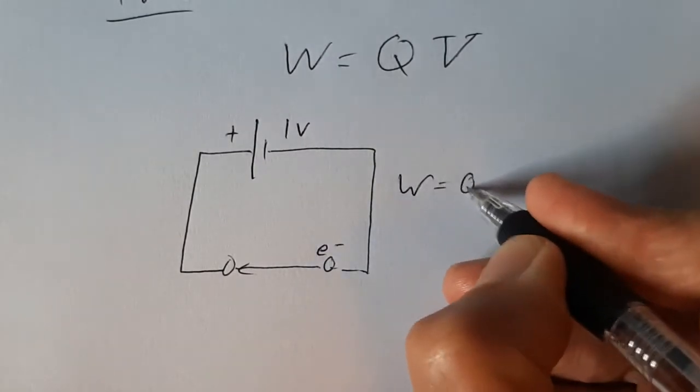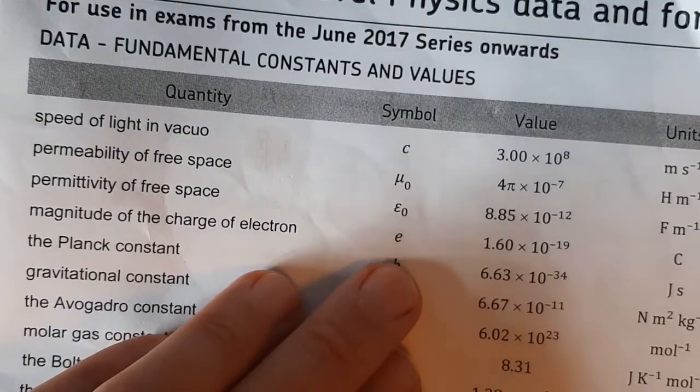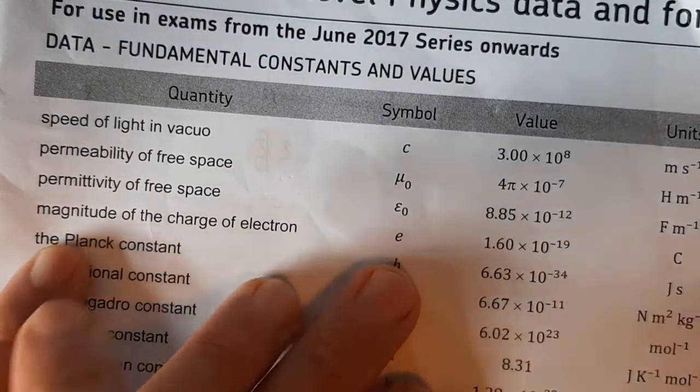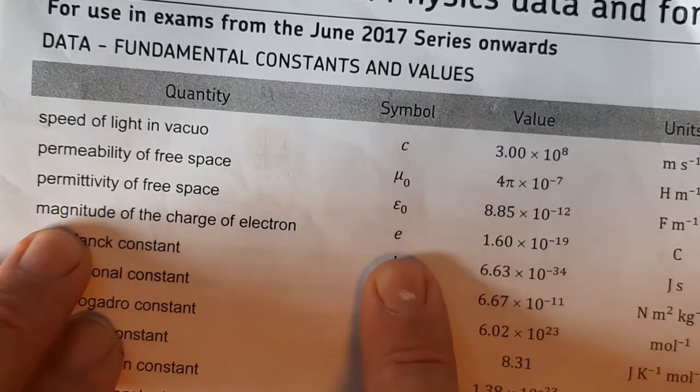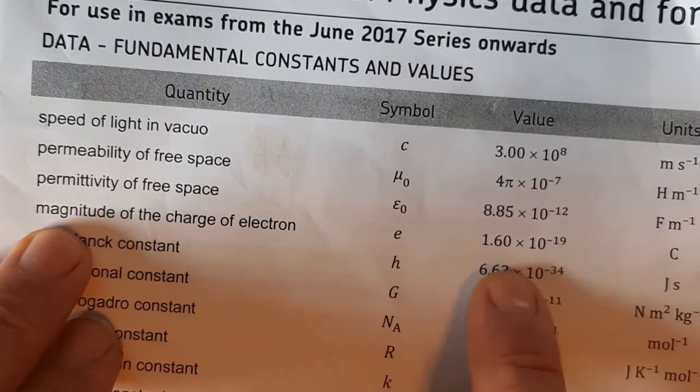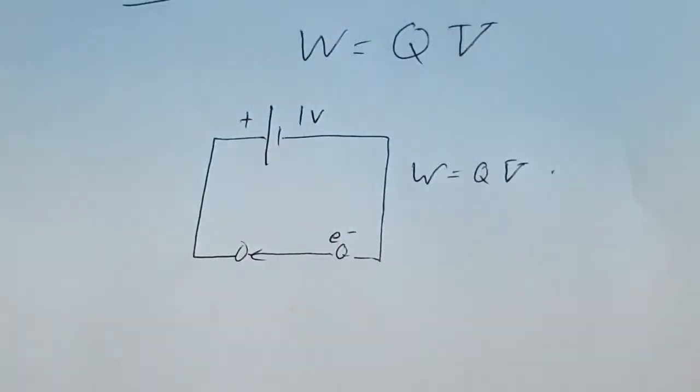Well, we've got W equals QV. We're going to need to know how much charge an electron has, and all the vital data that you need is on the data sheet, and you can see the magnitude of the charge of an electron. So why has it got that word magnitude? Well, because if it was the actual charge, it would be a minus number. It is 1.6 times 10 to the minus 19 coulombs.